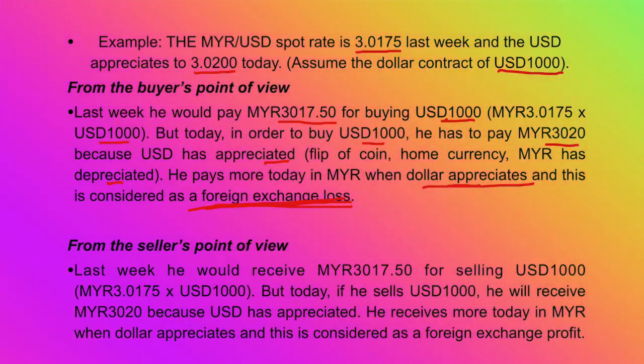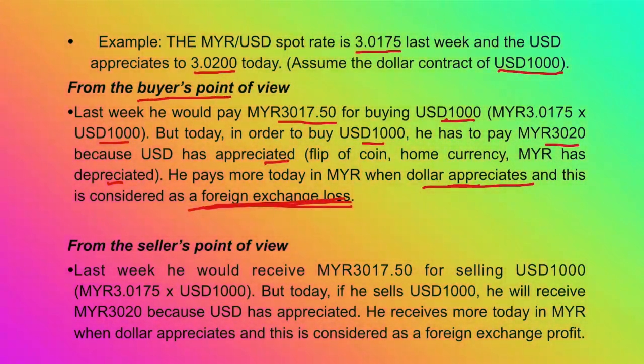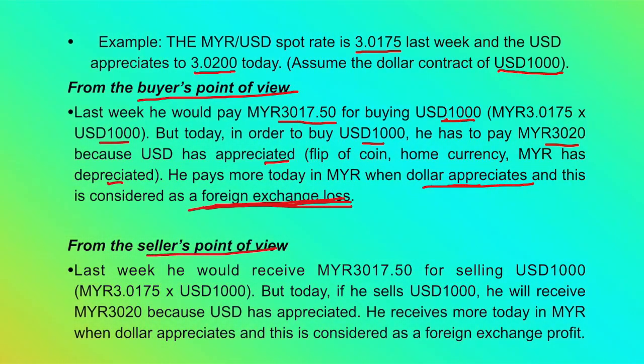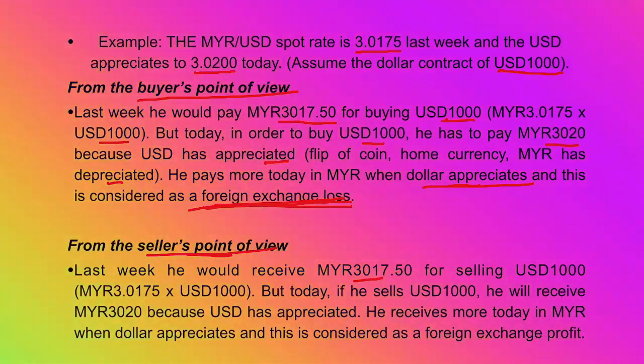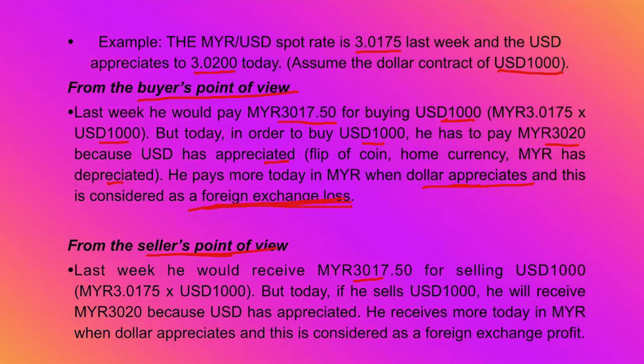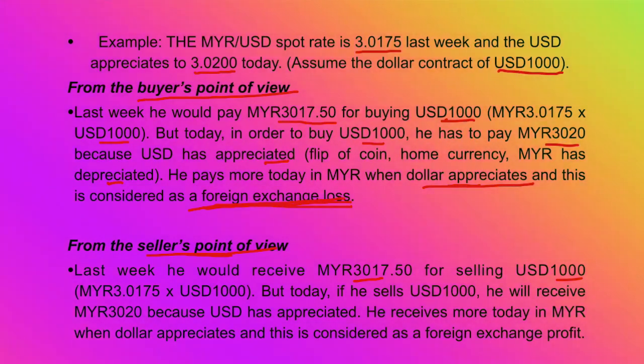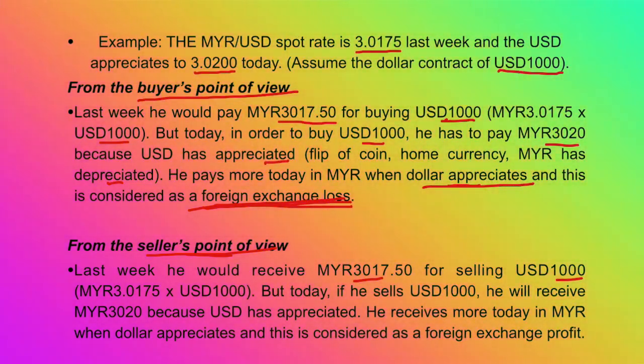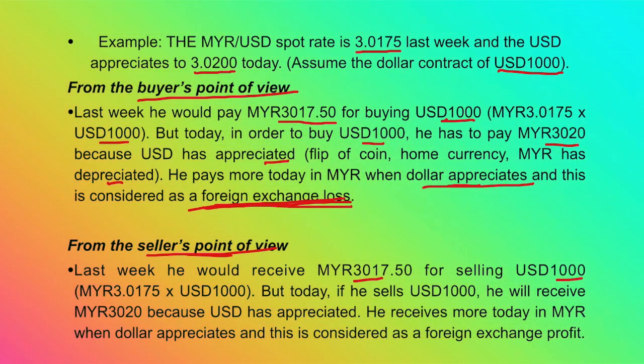Okay, that is from the buyer's point of view. Now we look at it from the seller's point of view. Last week, the seller would receive 3,017 ringgit and 50 cent for selling US dollar 1,000. But today, when he sells 1,000, he will receive 3,020 because the US dollar has appreciated.